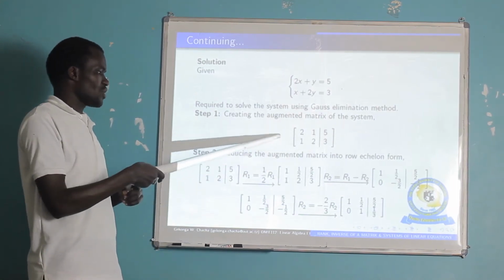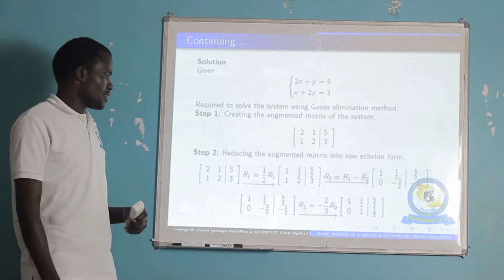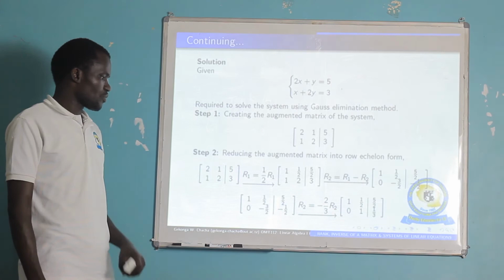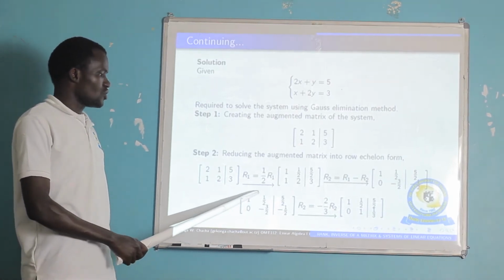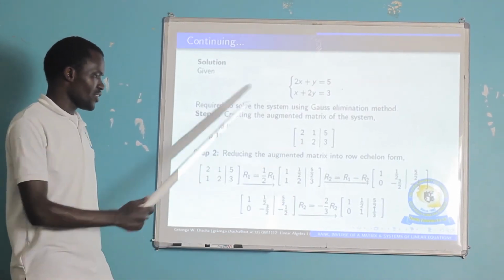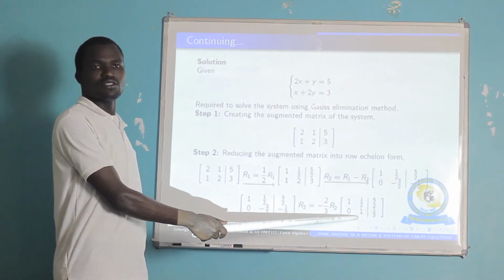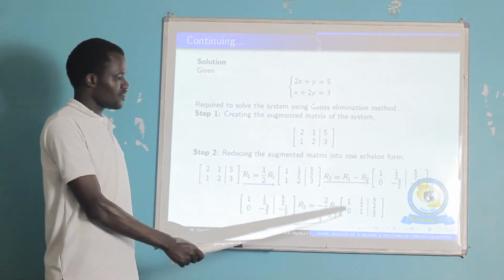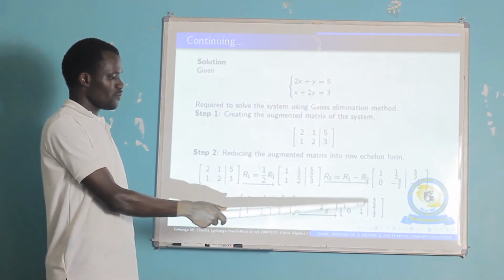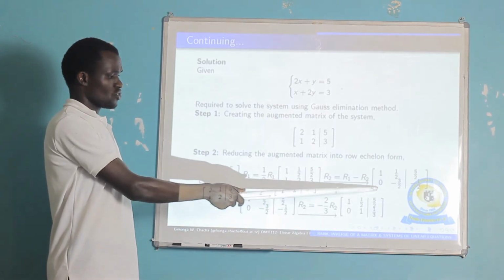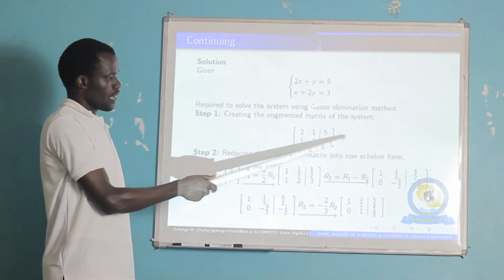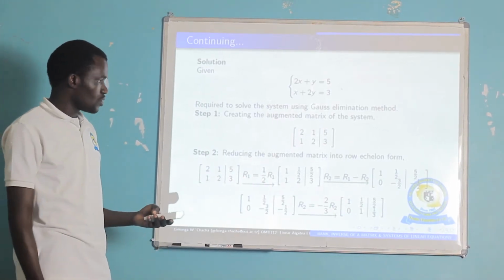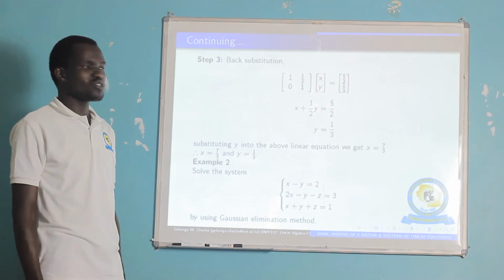After forming this augmented matrix, what follows next? We reduce the augmented matrix into row echelon form. So we start by reducing into row echelon form. After reducing, we get this matrix, the augmented matrix with entries 1, half, 1 and 0, and the last entry also reduced to 5 over 2 and 1 over 3. Then we go to back substitution.